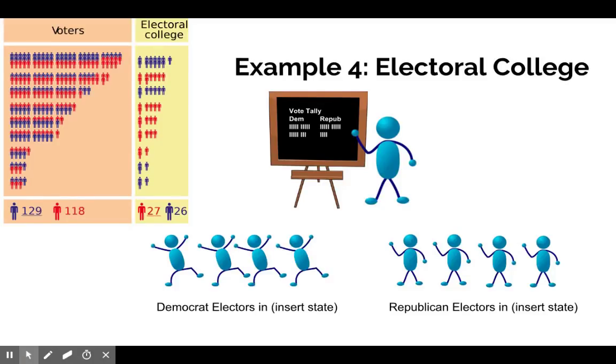This is something that many people feel is outdated, but many people still appreciate that we have. And the Electoral College has changed over time. We used to elect senators using the Electoral College, but we took that away with an amendment later on.